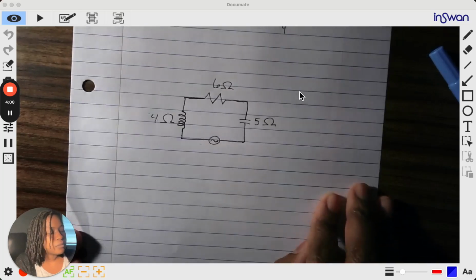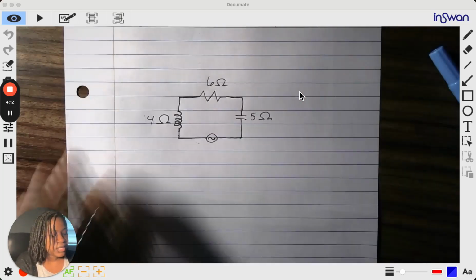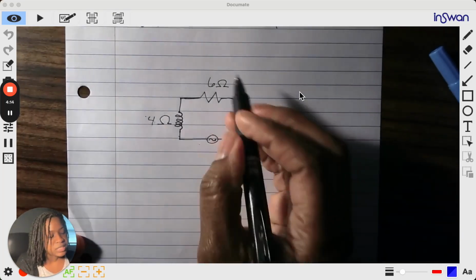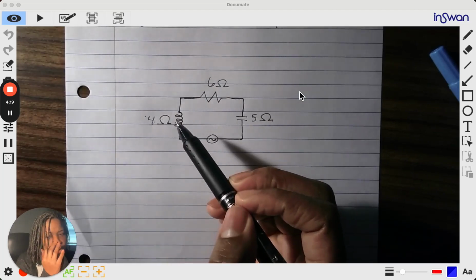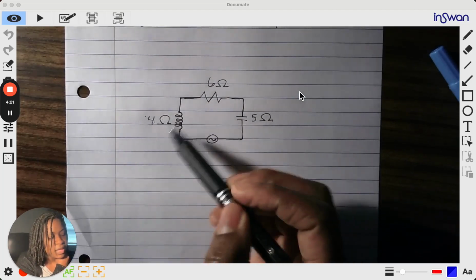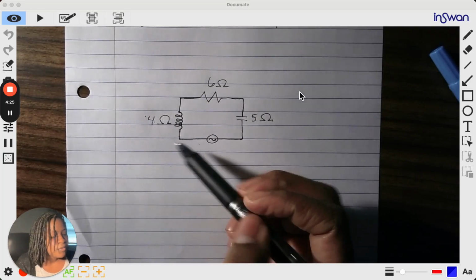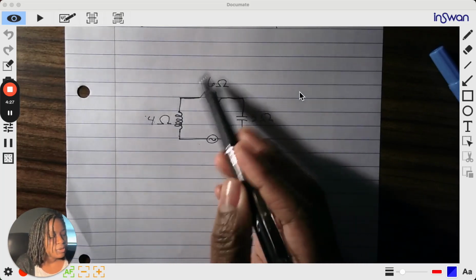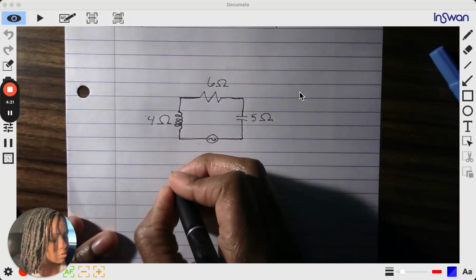All right. Now, application of complex numbers. So this is a circuit. We have a resistor, a capacitor, and an inductor over here. They each impede the flow of electricity through the circuit. However, they have different impedance. This one, being a resistor, is 6 ohms. It's a real one, 6, and we just write 6 ohms.